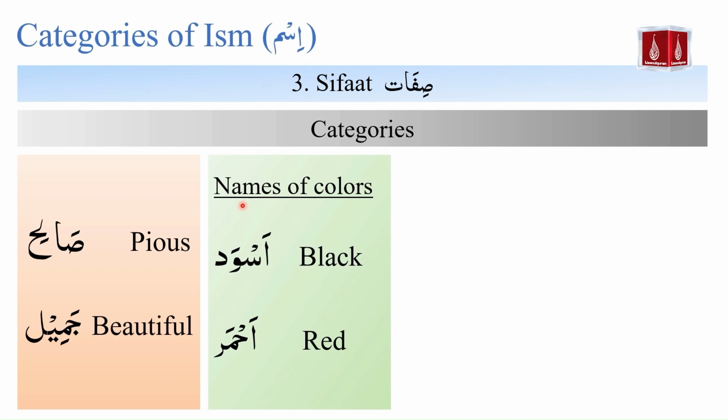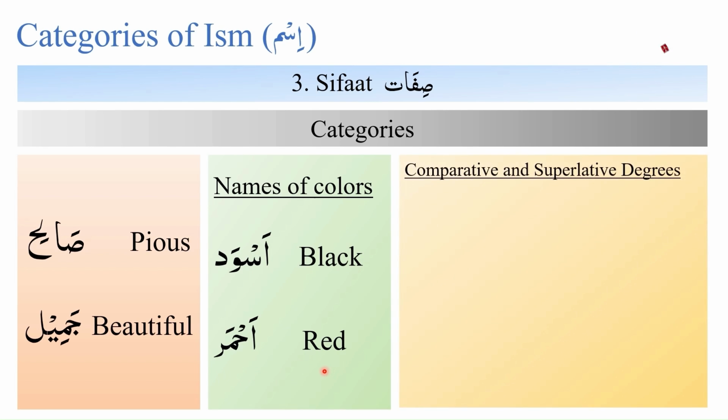Another group of sifat includes the names of colors. Example, the word aswad which means black, or the word ahmar, which is used for red. The third group of sifat includes comparative and superlative degrees.